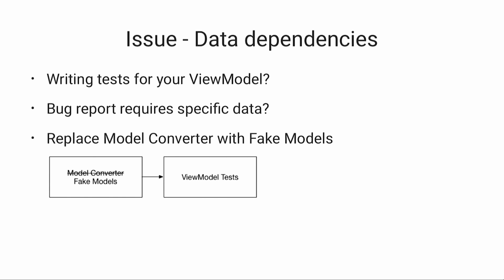And that allows you to do a couple of nice things. So if you're writing tests for your view model, or your bug report requires specific data, you just replace the model converter part with just fake models, just directly. And then if you do tests, you just provide it and then run tests. If you don't do testing, you can still use this pattern and just load the view with the fake data that reproduces the bug, right? So that's very easy to do.